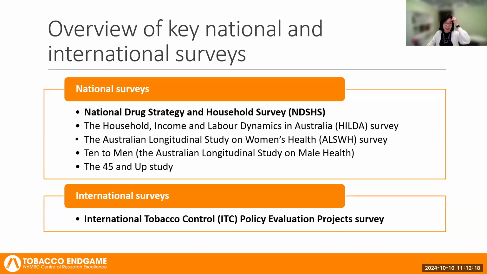There are a variety of surveys collecting data on tobacco-related variables. So today I will focus on a few surveys. For national surveys, I've included those that recruited adults in Australia and collect smoking-related variables. For international surveys, I know there are already good resources in each country, but I've only included those that include Australia and allow for cross-country comparisons. Among these, I will take a closer look at the NDSHS and ITC surveys, which collect a particularly large number of smoking-related variables.